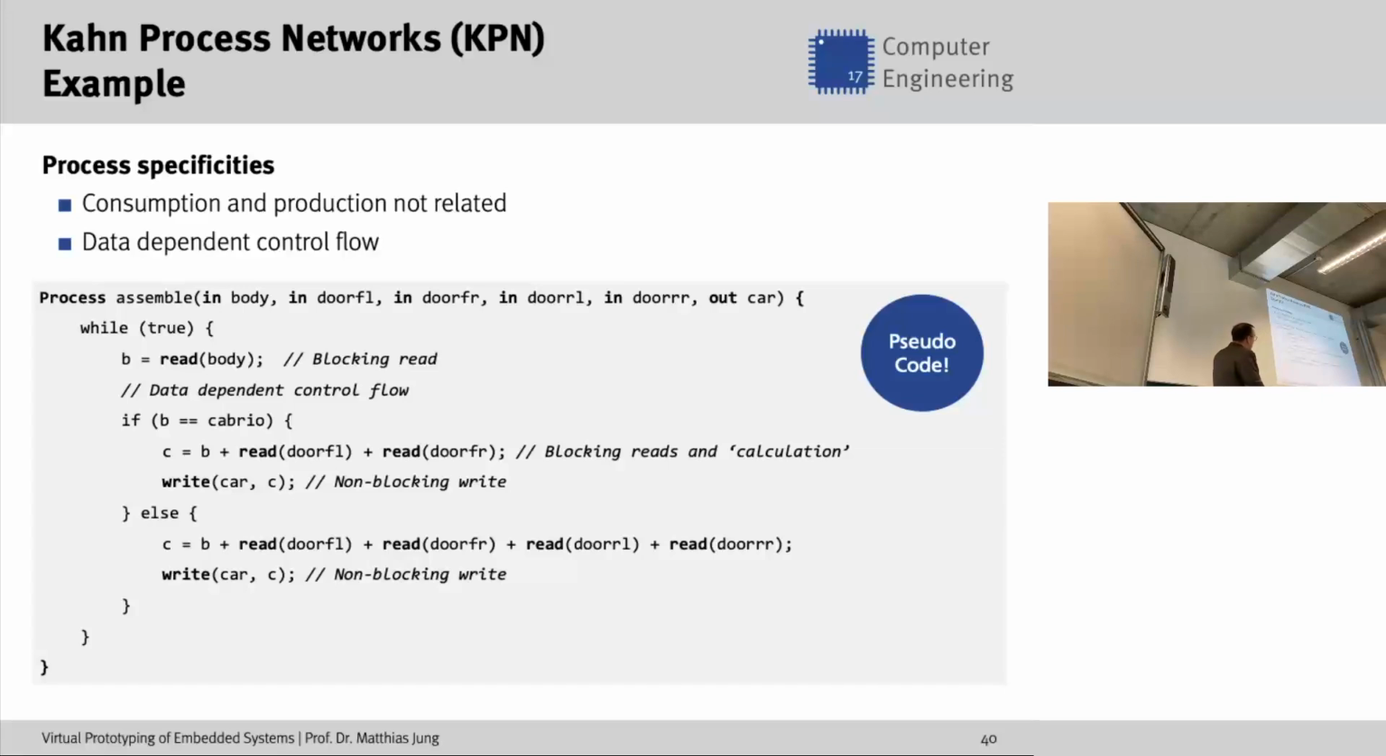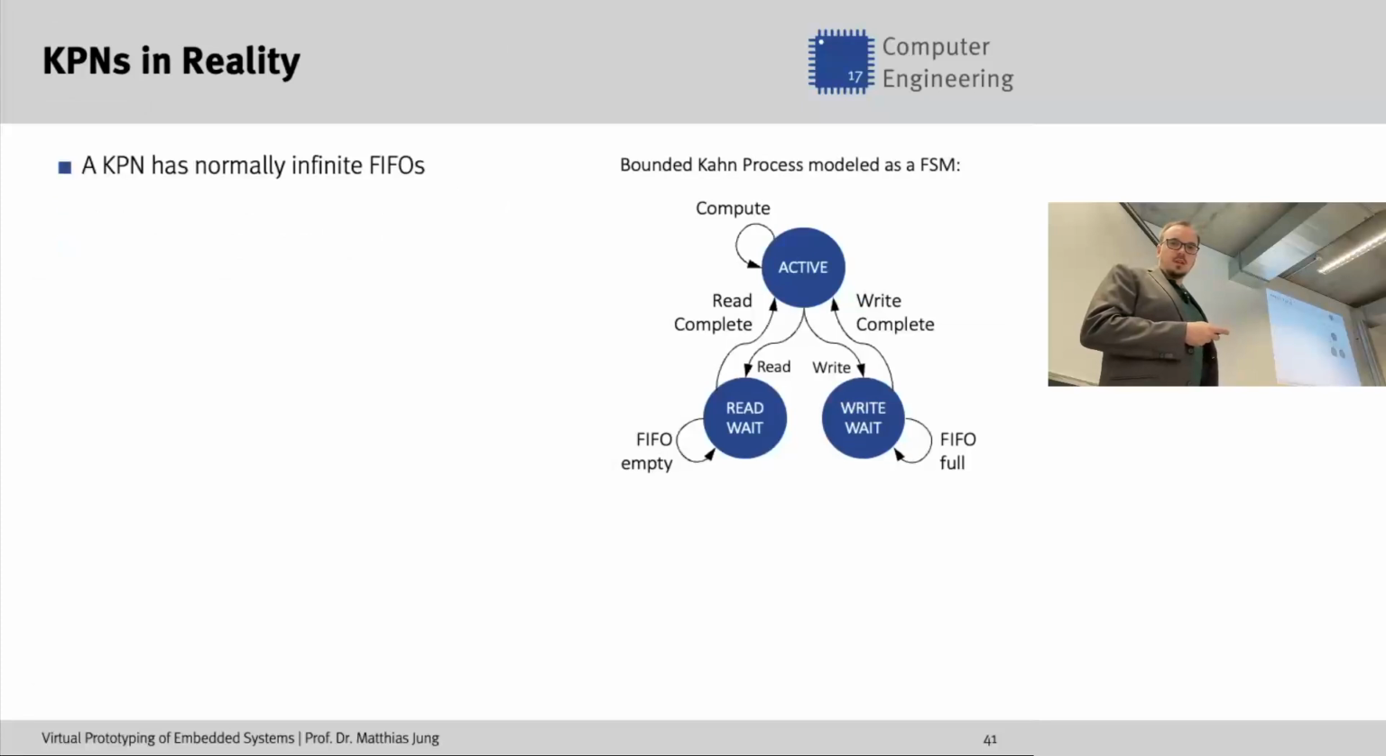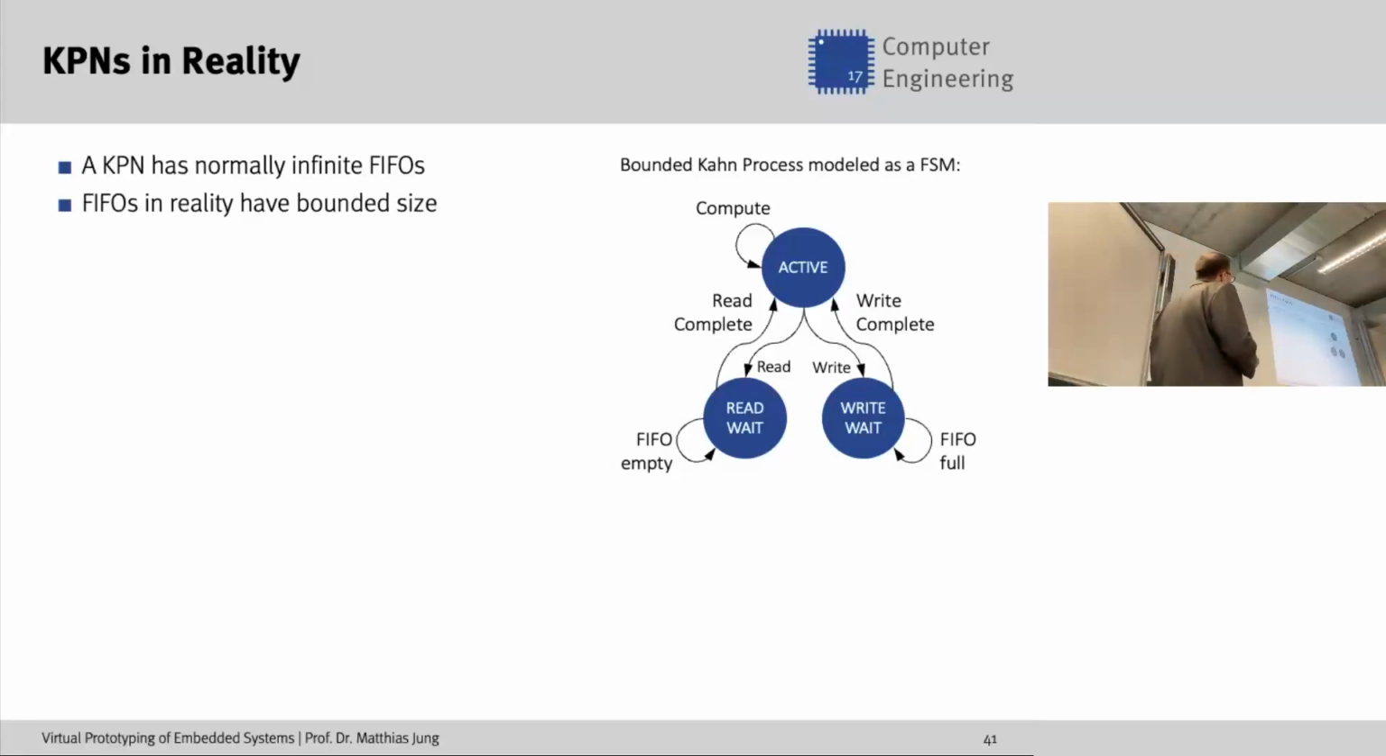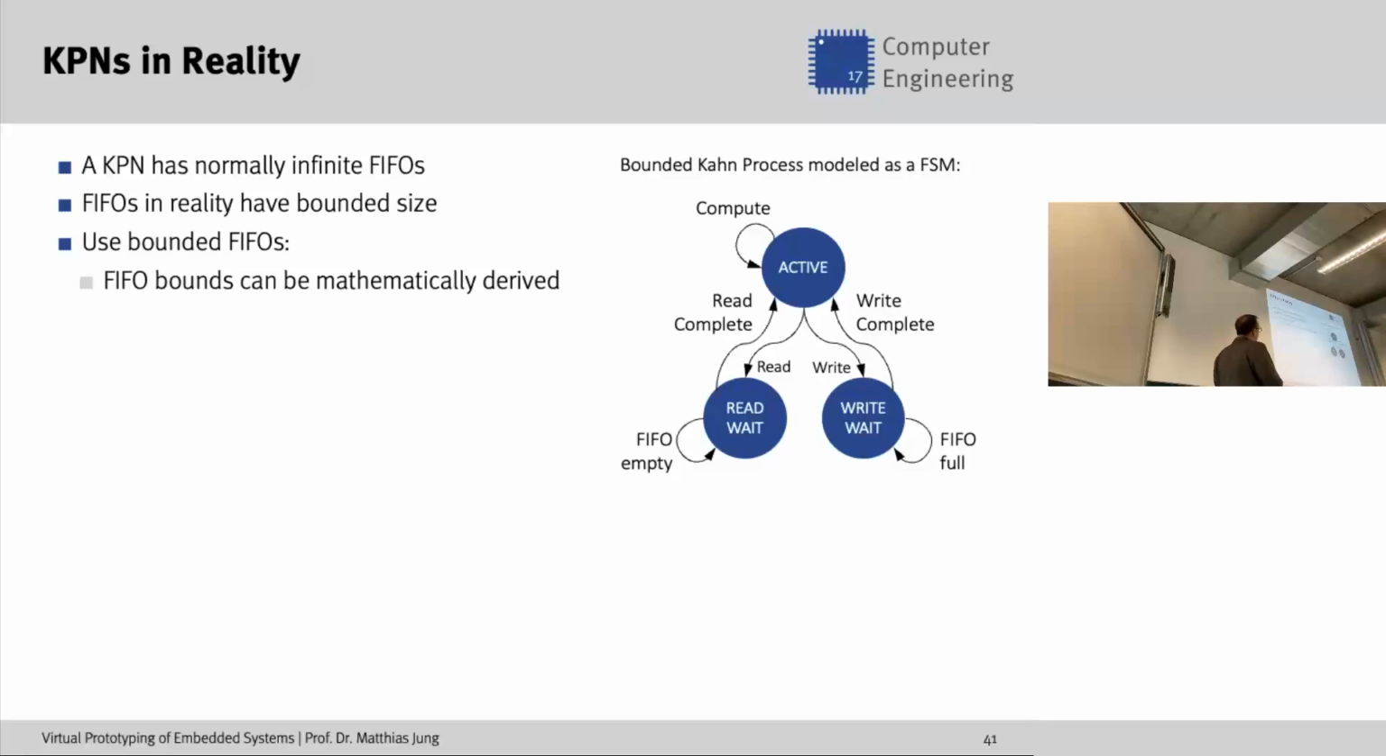It only gets non-deterministic if we would draw a random number from a true random number source or something like that and make it non-deterministic. And then the whole determinism also breaks. Yeah, so KPN usually has an infinite FIFO, but in reality, as said, we have a bounded size. And if we use bounded FIFOs, we can mathematically derive the sizes from the schedule.